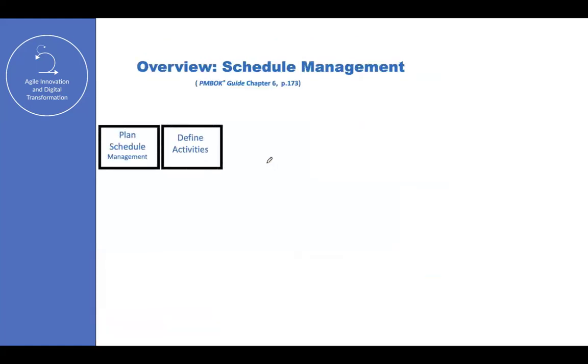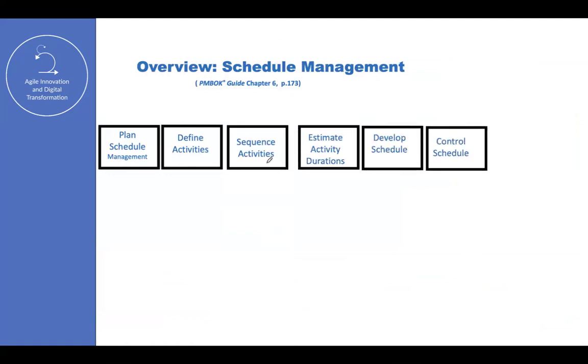And I told you that in schedule management, we have a couple of processes. I'm not going to explain all the processes right now. I'm just going to mention the names of the processes and provide maybe 1 or 2 ideas of each one. So plan schedule management is the process number 1, planning. Number 2, define activities.